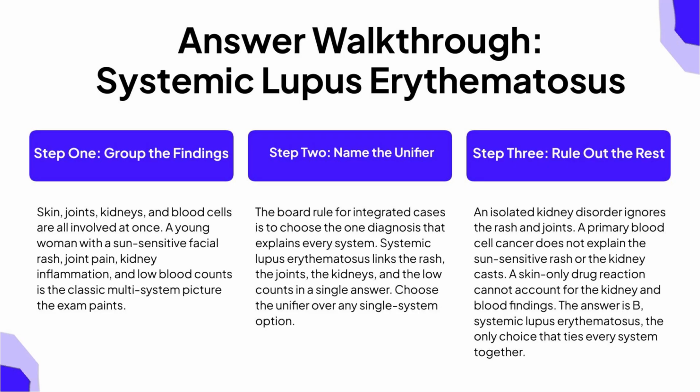Step 3, eliminate the wrong answers. An isolated kidney disorder ignores the rash and the joints. A primary blood cell cancer does not explain the sun-sensitive rash or the kidney casts. A skin-only drug reaction cannot account for the kidney and blood findings. The correct answer is B, systemic lupus erythematosus, because it is the only choice that ties every system together.